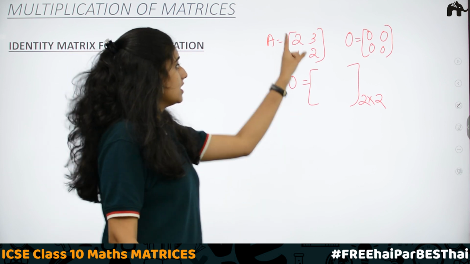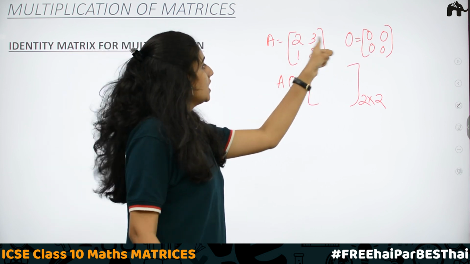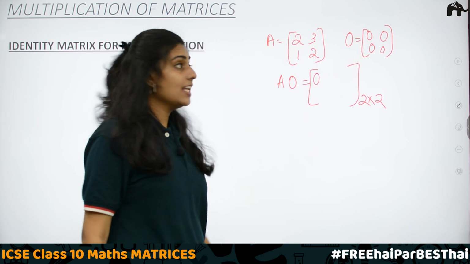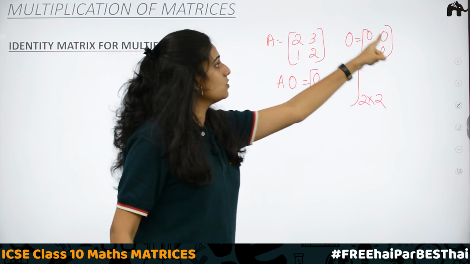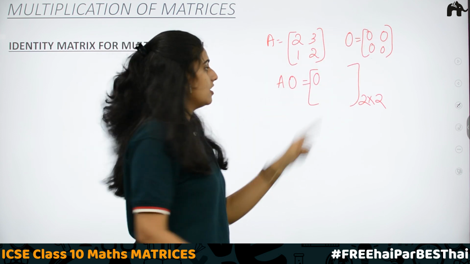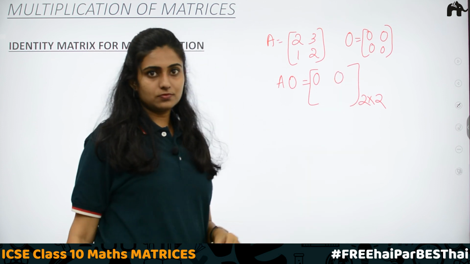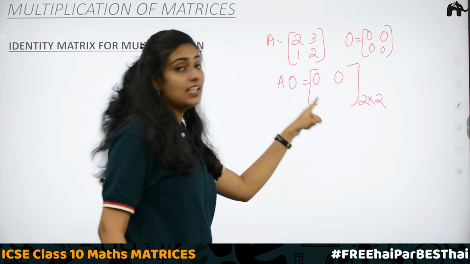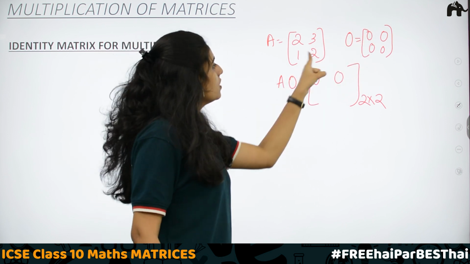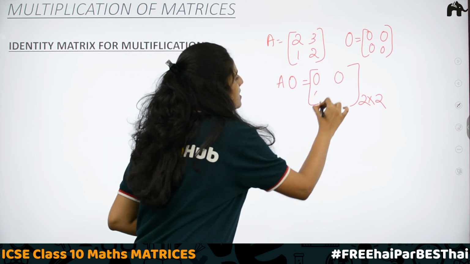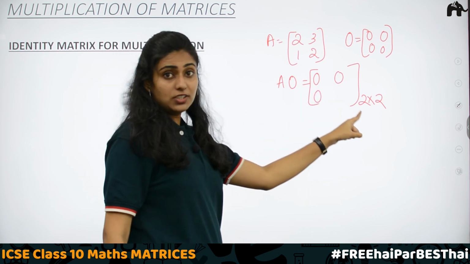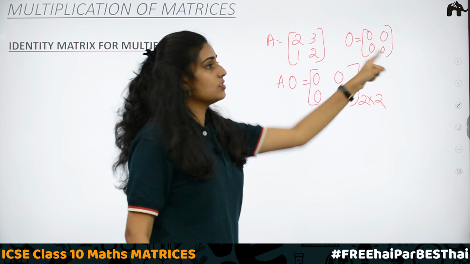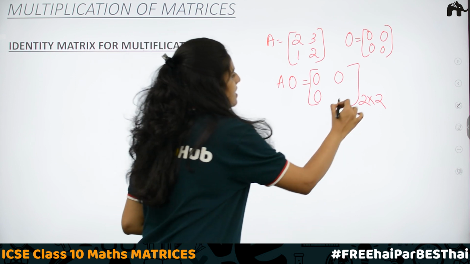Now the elements, first element 2 into 0, 0, 3 into 0, 0. First element is 0 plus 0, 0. Next, second element, first row, second column, 2 into 0, 0, 3 into 0, 0. 0 plus 0, again 0. Next, if you are taking the second row, first column to get the third element, 1 into 0, 0, 2 into 0, 0. 0 plus 0 is 0. To get the fourth element, second row, second column, 1 into 0, 0, 2 into 0, 0. 0 plus 0 is again 0.